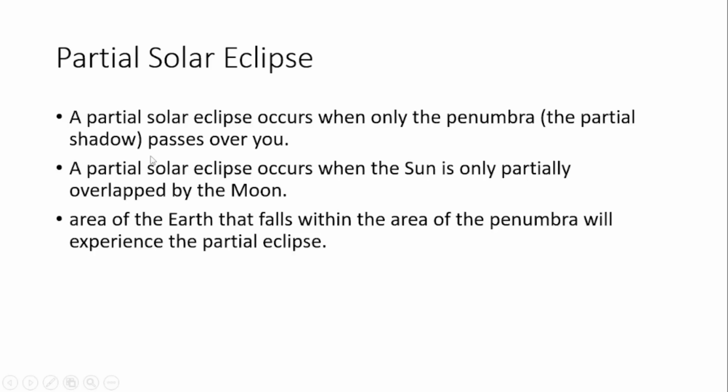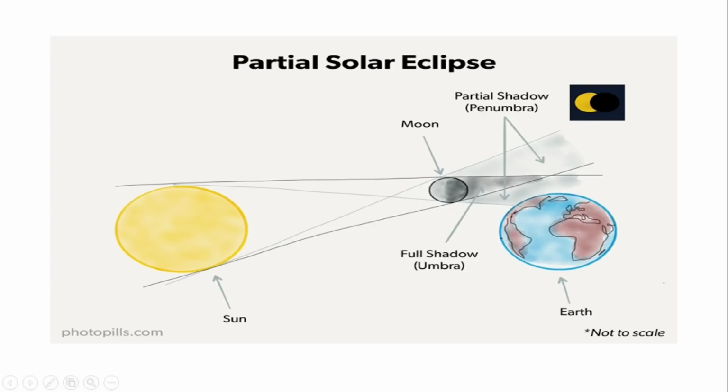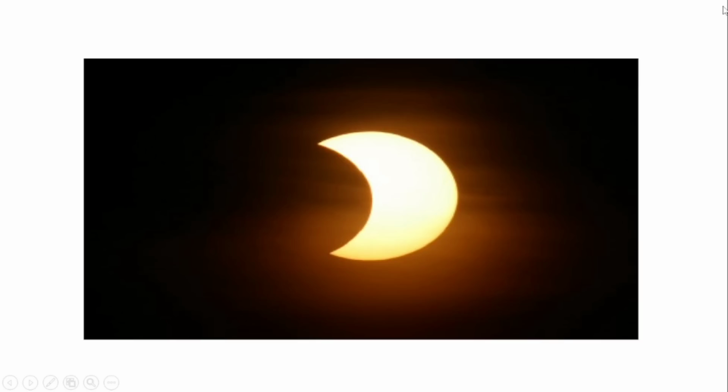Partial solar eclipse. A partial solar eclipse occurs when only the penumbra, the partial shadow, passes over you. A partial solar eclipse occurs when the sun is only partially overlapped by the moon. Like here it is shown on the diagram. It's located over here. It's called partial.